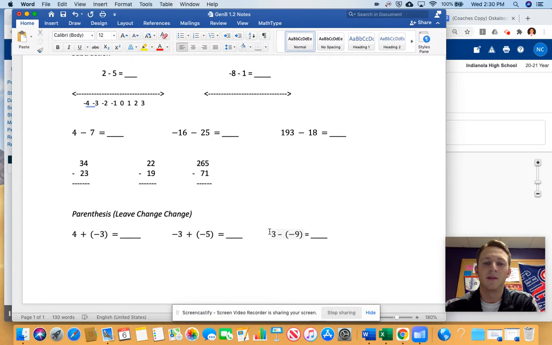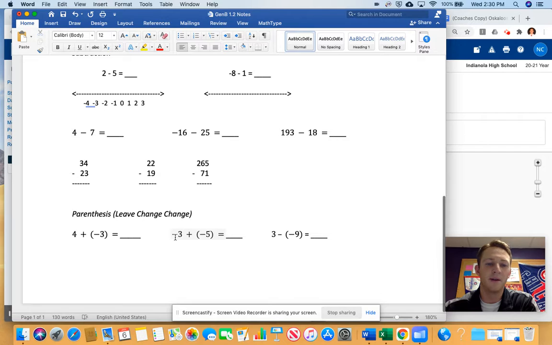So this is going to be a leave, change, change. We leave the imaginary positive out here, so it's still 3, and then we change both of these to addition. So 3 minus -9 is actually 3 plus 9. So 3 minus -9 is actually 12.